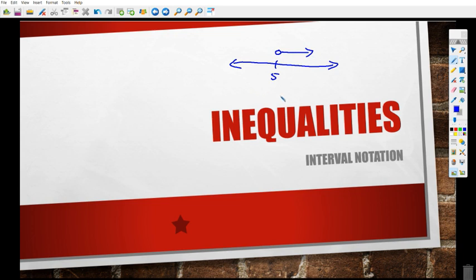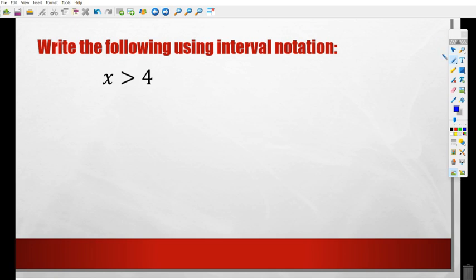Now, interval notation is just another form of writing this. Instead of a number line, we're going to do interval notation. So it's not too complicated. It's just exactly this, but in a different format. So let's look at it over here, if we get my arrows here.